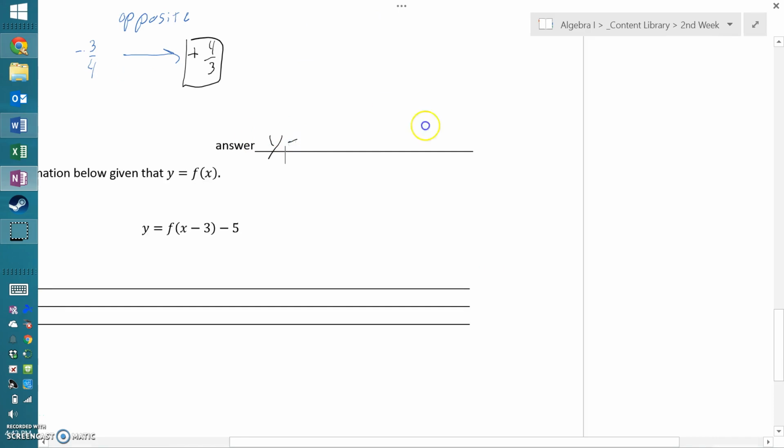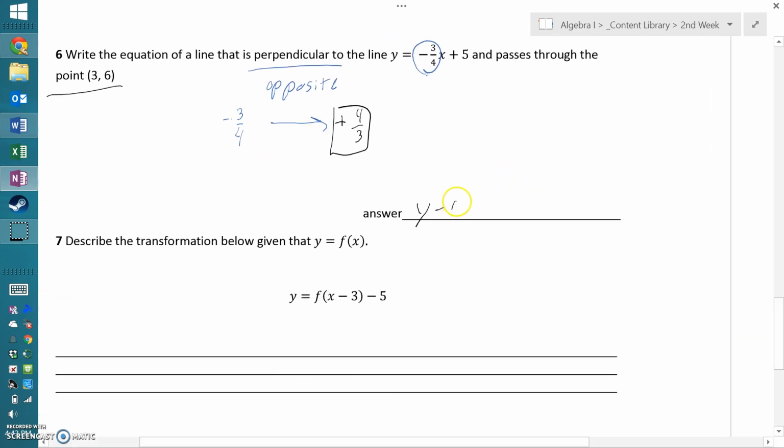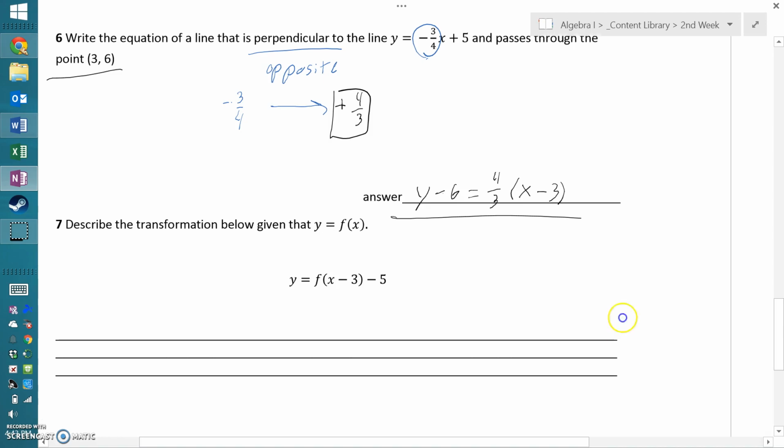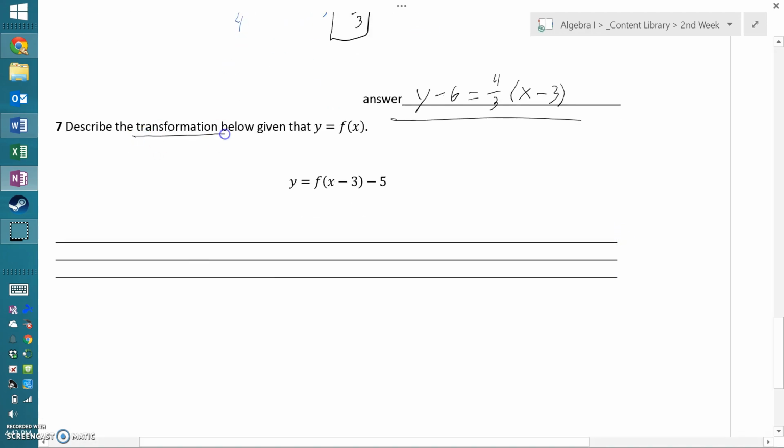All right. Y minus the y value, which is 6, equals, there's the perpendicular slope, times x minus the x value, which is 3. And there's an equation that's perpendicular. Okay. Very last one. Describe the transformation.